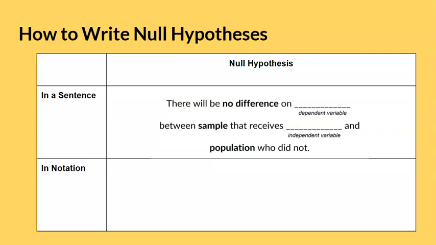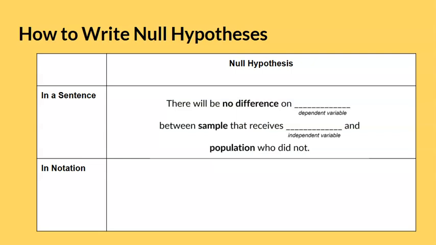who did not. Now, recall back to Chapter 1 that the dependent variable is what is being measured in the study. The independent variable is being manipulated by the researcher. You will need to fill in what the dependent and independent variables are in the hypothesis statement. Please note that the words sample and population are in bold. This is to remind you how important it is that you clearly state that a sample is being compared with the population.